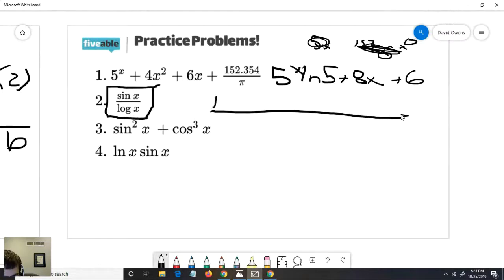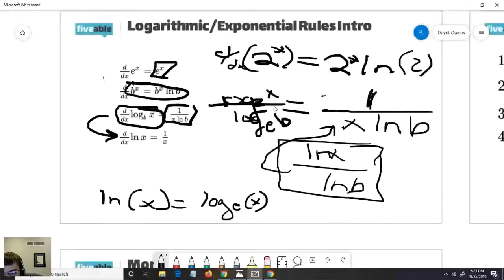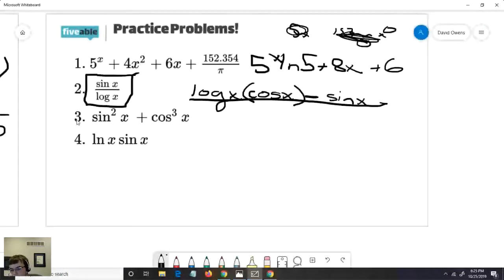So we're going to have the bottom times the derivative of the top, minus the top times the derivative of the bottom. Now you can see we just have log x, and if we look at our rules, we remember that we need this base. So this log x is what I think is termed the common log. So this basically means it's a shorthand for writing log base 10.